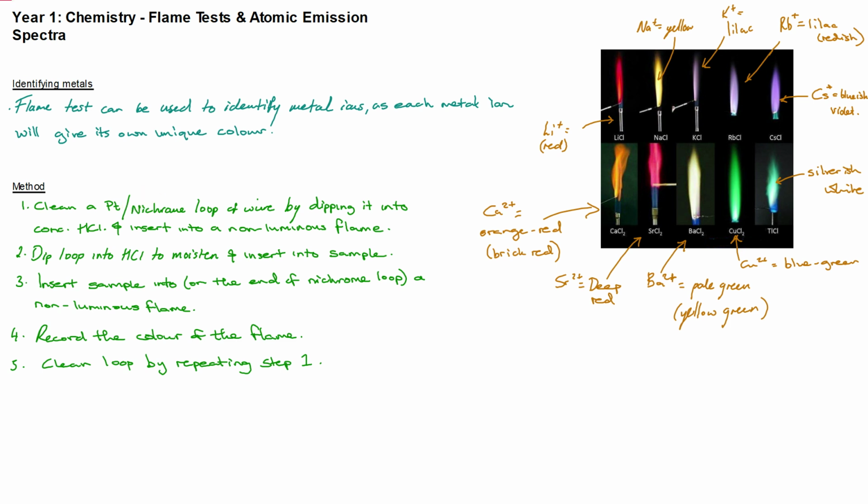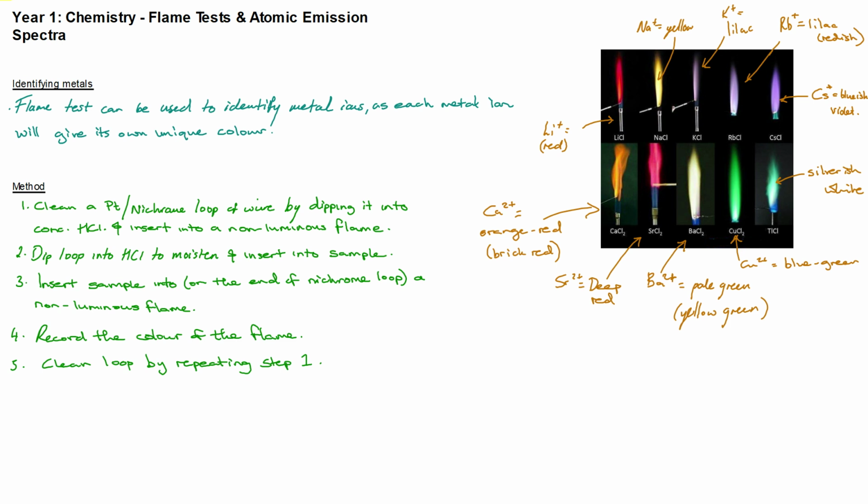So we first of all need to clean the loop. We dip it into concentrated hydrochloric acid and insert that loop into a non-luminous flame. So we just flame it, we clean it off. The acid should dissolve any salts that are on there, but also burn off any excess acid or any substances that are on there too.